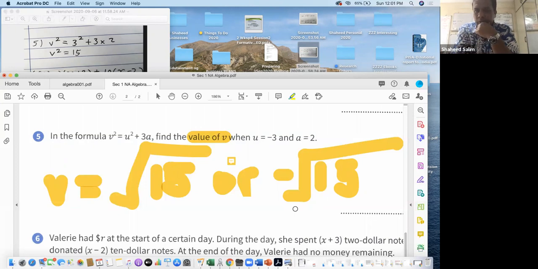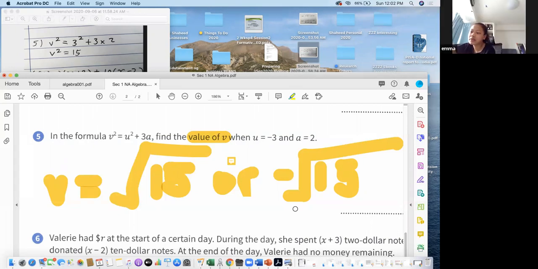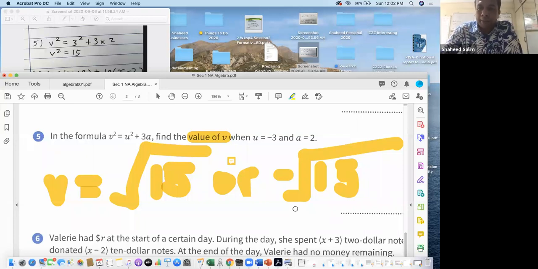Okay, what's the square root of 16? Square root of 16. What's your answer? Oh, but the correct answer is negative 4 and positive 4. Because negative 4 times negative 4 gets positive 16 also. So there's two answers.